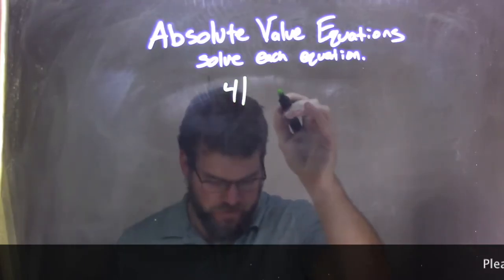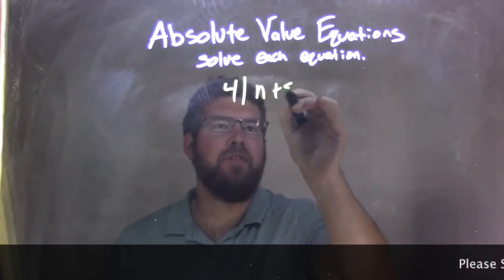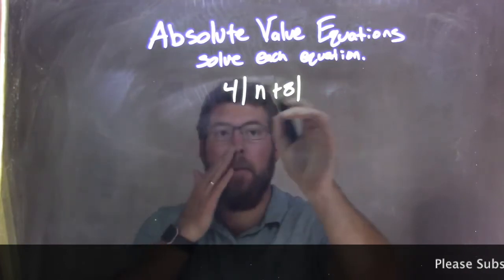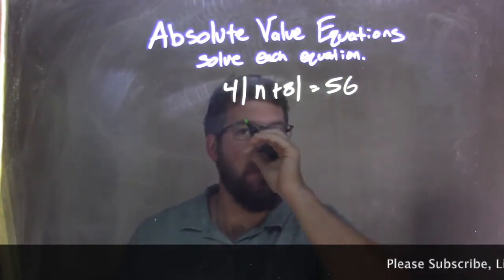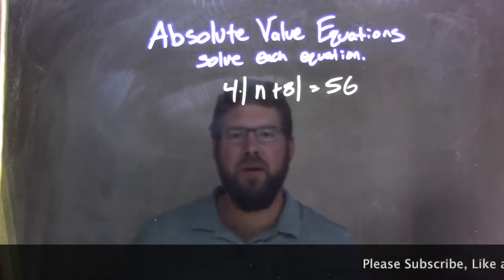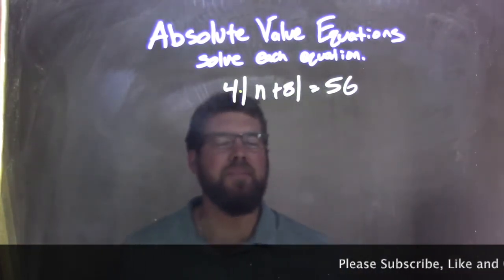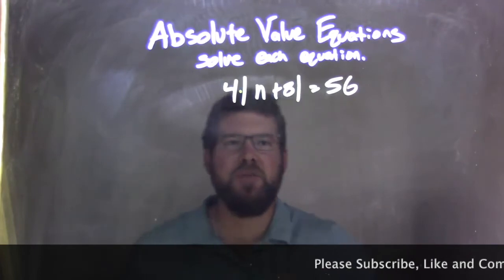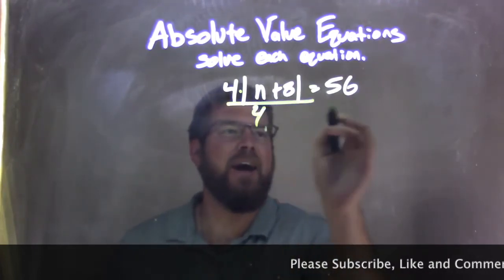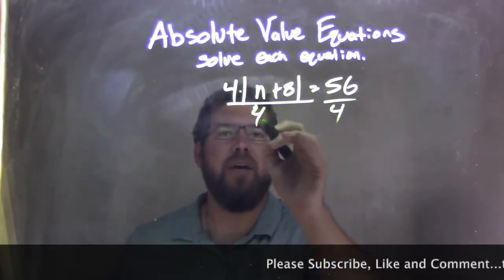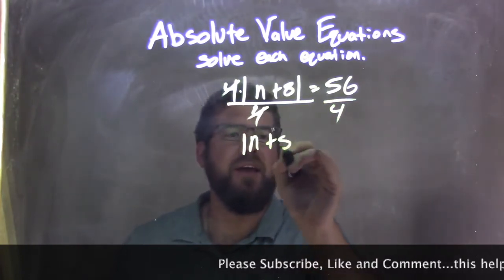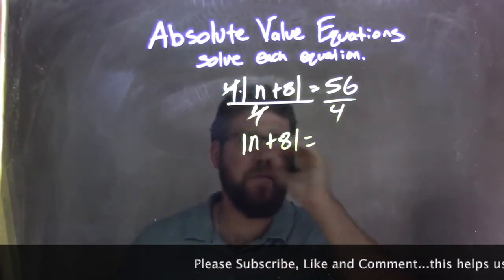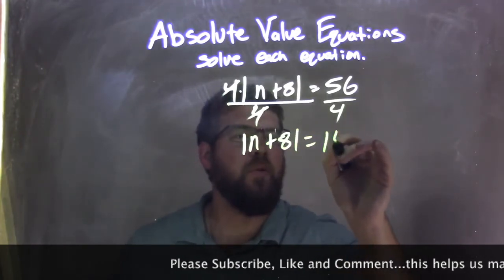4 times n plus 8 in absolute value equals 56. Remember, that's multiplication right there, the 4 times the absolute value of n plus 8. And so opposite multiplication is division. Divide both sides by 4. I need to isolate that absolute value. 4 is eliminated, leaving me with absolute value of n plus 8 equals 56 divided by 4, which is 14.